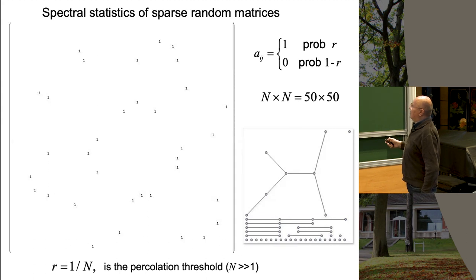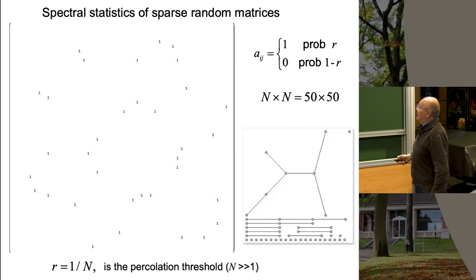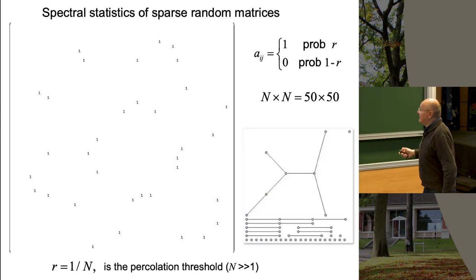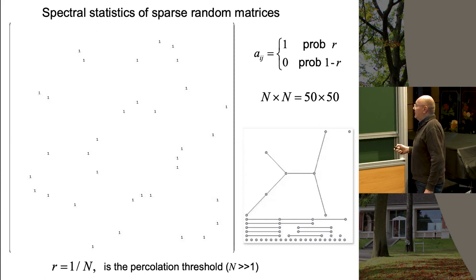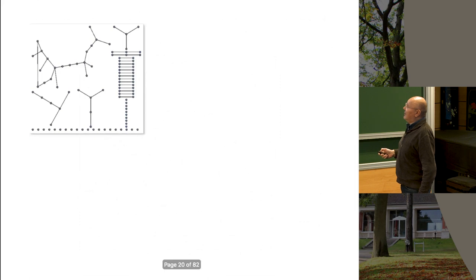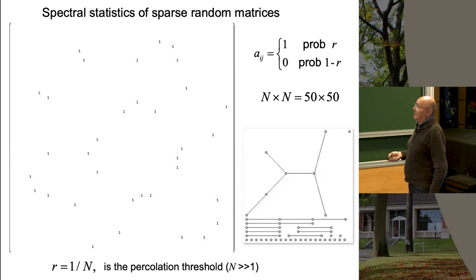So if I enumerate the vertices, then I have an edge when i is connected to j. When i is connected to j, then I have a link, otherwise I haven't. And for this matrix, I have such a number of subgraphs. You see that there are almost no complex graphs, and the graphs are either linear chains or some branching structures. If I would increase this probability, I will stay above the percolation regime.